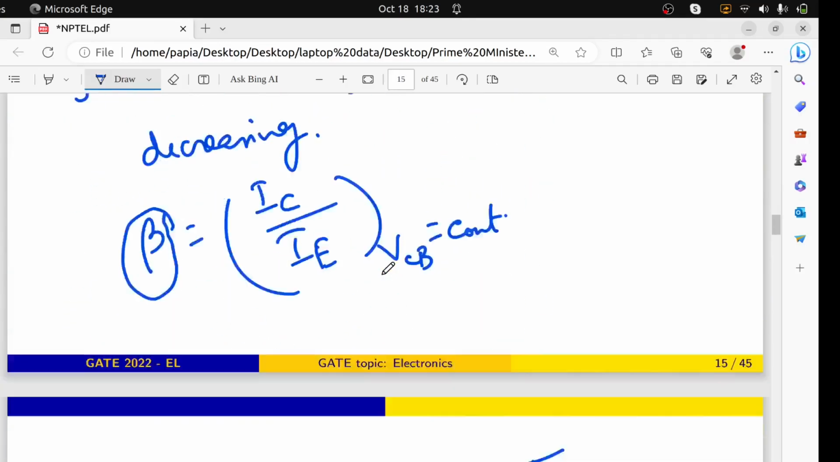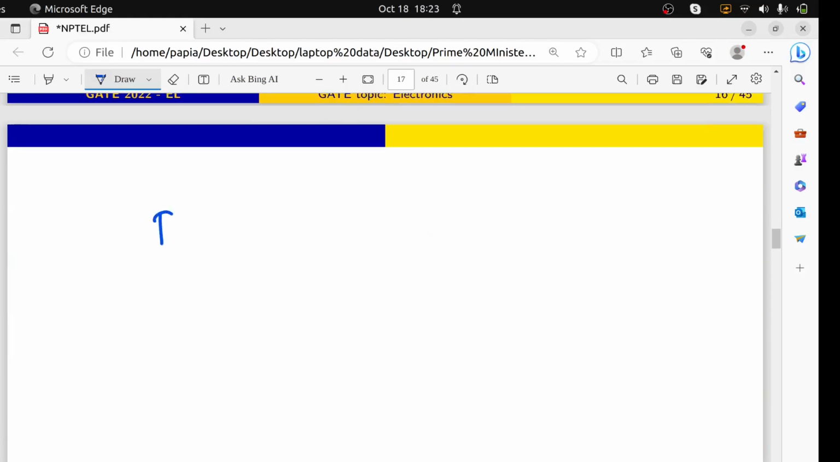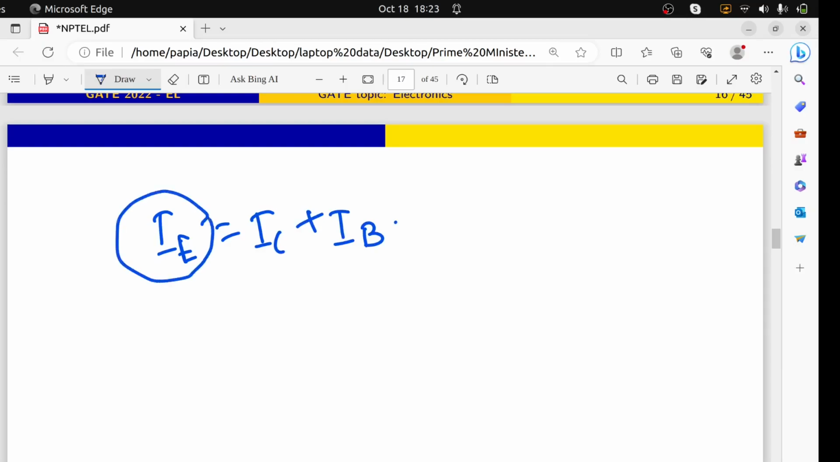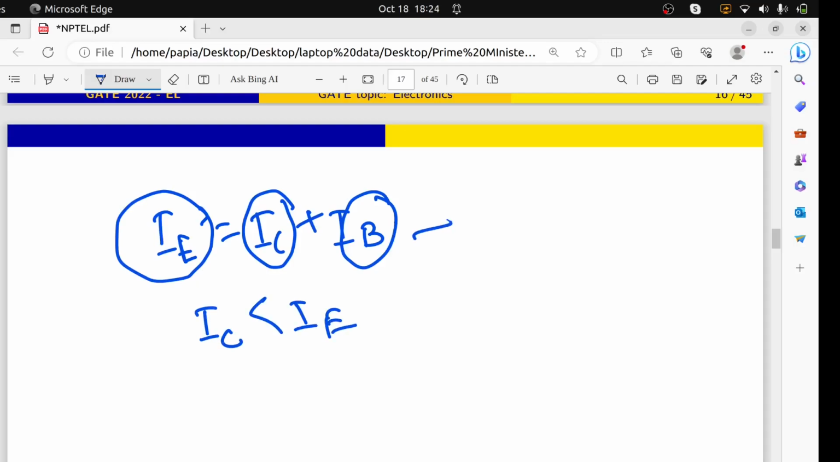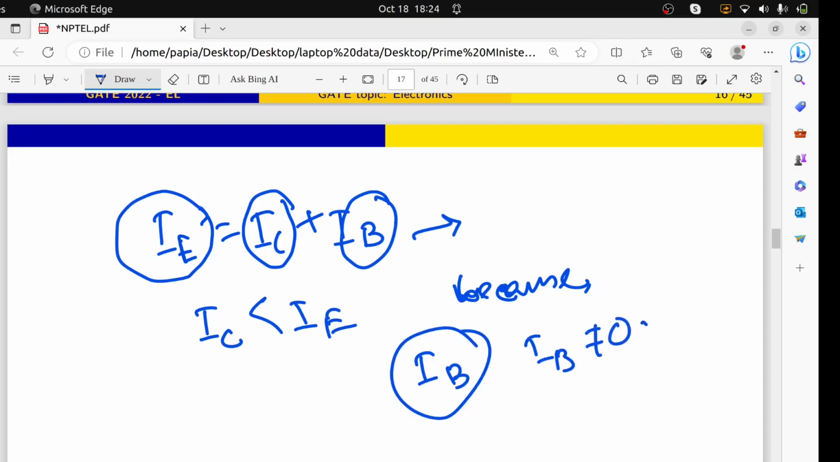So I have already written here one expression that IE is equal to IC plus IB. So what is the meaning of that? You can see here that IE is emitter current, IC is collector current and IB is base current, right? So IC is less than IE from that equation because there is an IB term and IB is not equal to 0. So if IB is 0, then we can say that IE and IC are equal. But it is not the case.